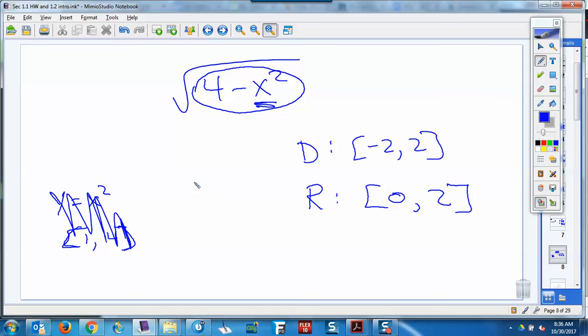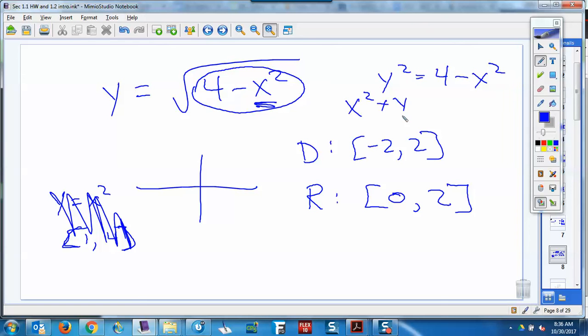Okay. Well, it turns out what this is, is a half circle. It will be good later on that we recognize this, because think about it. If you square both sides, you get y squared equals 4 minus x squared, and then you add the x squared over, you get x squared plus y squared equals 4. Isn't that a circle at the origin with a radius of 2, and it's only the top half of the circle, right? So if you look at this, that's going to be your function right there.